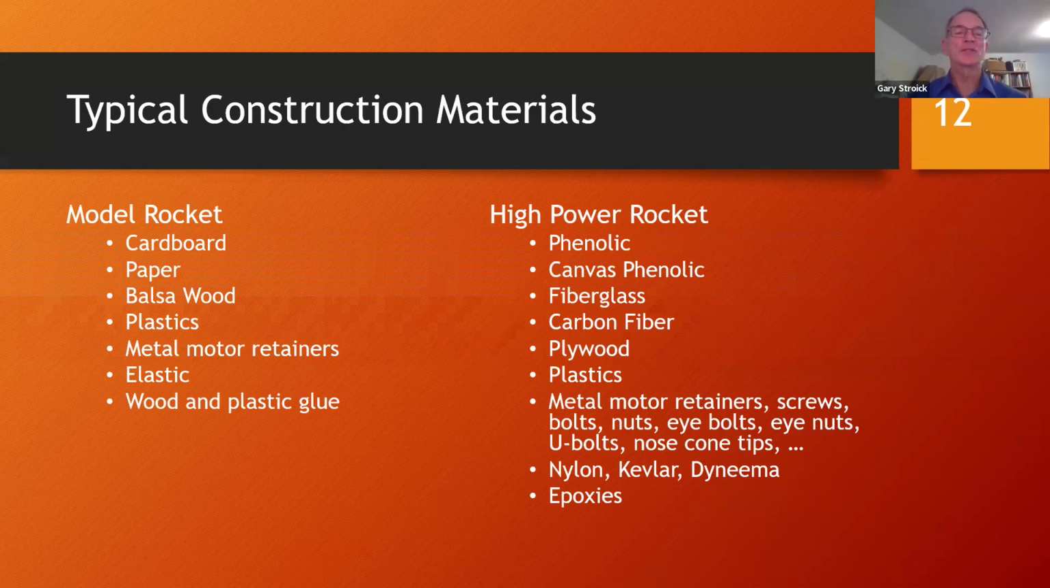So again, construction materials, we've talked a little bit about that earlier with respect to the model rocket versus high power rockets. But one of the things that we didn't discuss earlier happened to be the motor retainers. And so the motor retainers in a model rocket is usually just a spring steel retainer that kind of clips on the side of the motor and holds it in place.